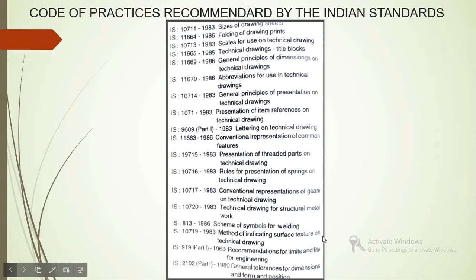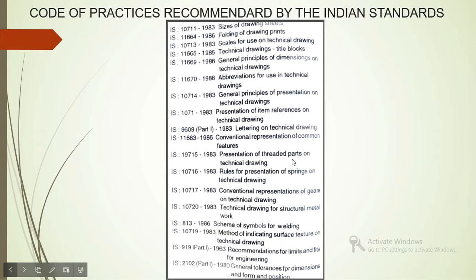Method of indicating surface structure. Surface structure, for example a rough finish, semi-finish, or a milling finish, that surface structure standard is available in Indian standard 10719. Recommendation of limits and fits. For example, F6, G6 fits are available in Indian standard 919. General tolerances on dimensions and form and position: form and position, in terms of GD&T, are available in Indian standard 2102. These are all the code of practices we use in technical drawing as per our Indian standards.